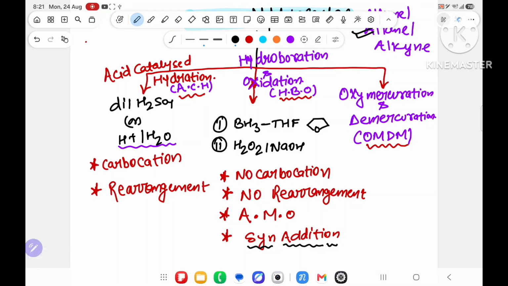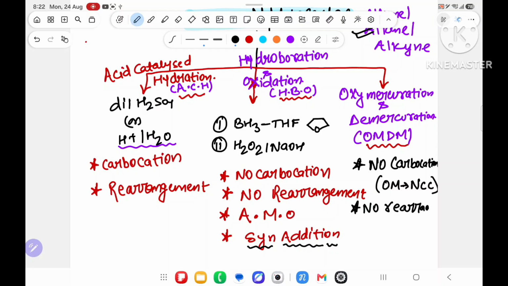Then the last part of the topic is called oxymercuration demercuration. Oxymercuration demercuration will also not form a carbocation. No carbocation. Why? Because oxymercuration will form a non-classical carbocation. In hydrocarbon I have dictated this. Then no carbocation means no rearrangement, and this will follow Markovnikov's rule. This will follow anti-Markovnikov's. This will form a carbocation. Don't get nervous and confused.